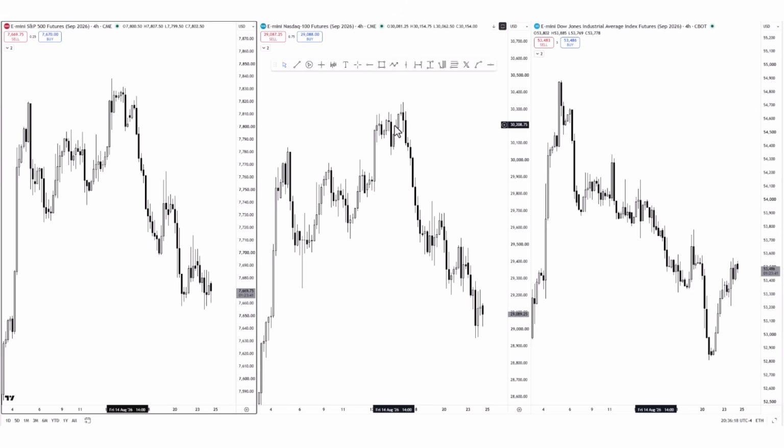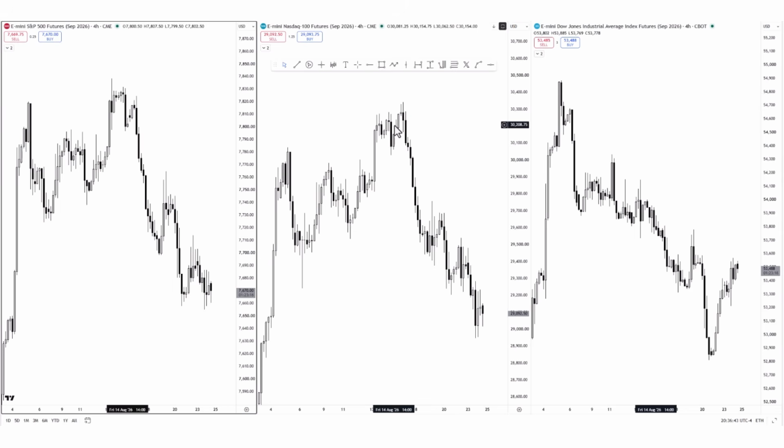Right? So, first, if you're brand new, these assets are the assets that you should be focusing on. Not gold, not silver, not the dollar index. These assets that you see on the screen right now are the ones that you should be focusing on. That's it.